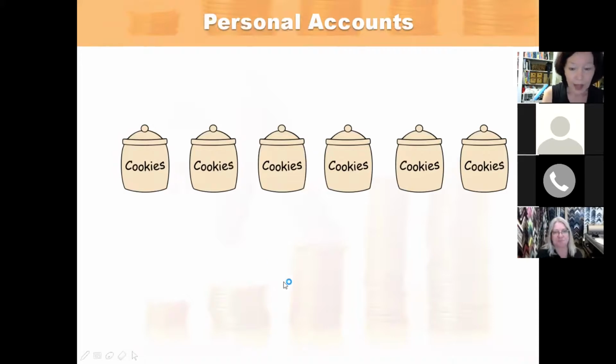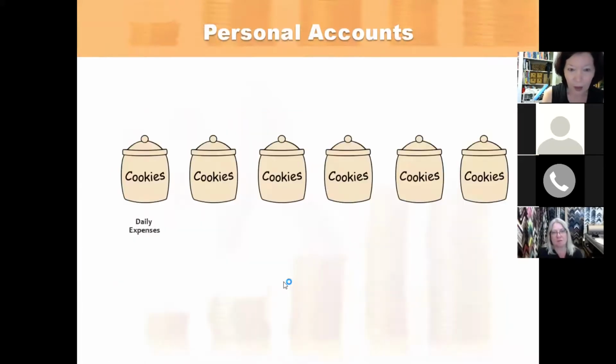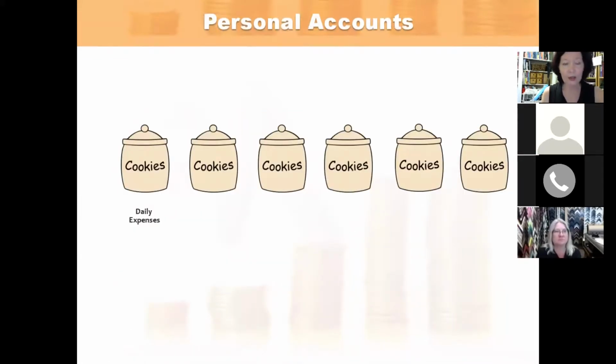So that said, the first cookie jar is going to be daily expenses. When your income comes in, this cookie jar is going to be a checking account. All your income is going to come into this one account first, and then we're going to send it on to the other accounts. So there's the daily expenses going into the first cookie jar.